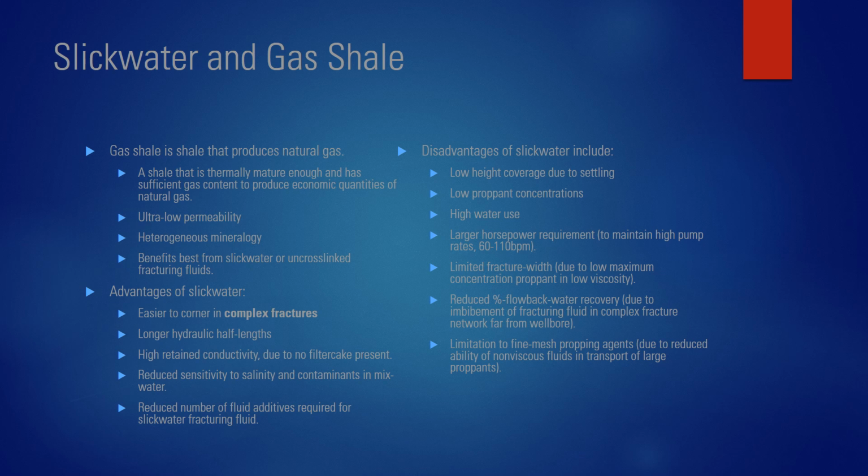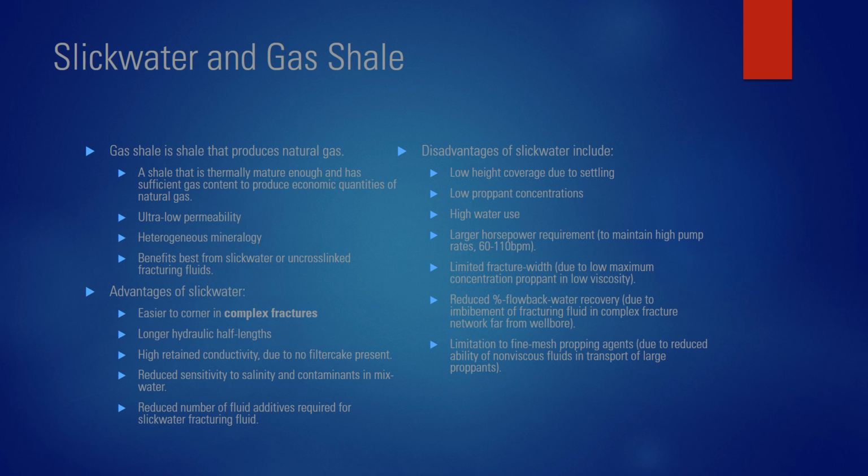Advantages of slickwater include that it is easier to corner in complex fractures, has longer hydraulic half-lengths, has a high retained conductivity due to no filter cake being present, has reduced sensitivity to salinity and contaminants in mixed water, and has a reduced number of fracturing fluid additives required for the slickwater.